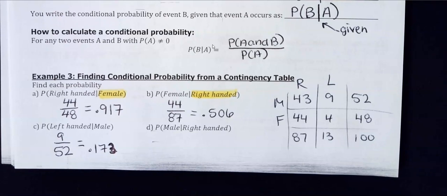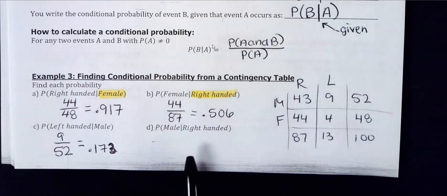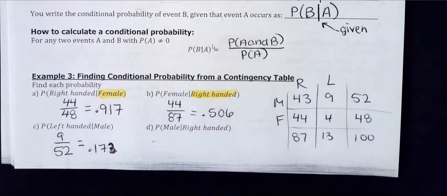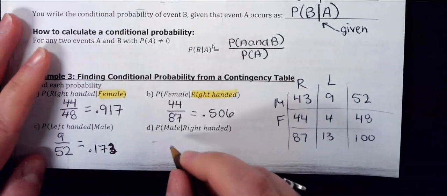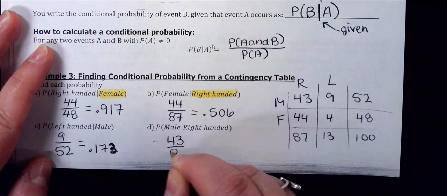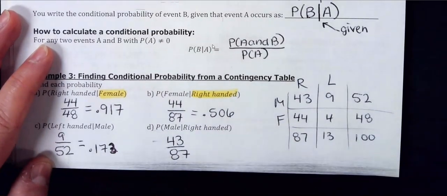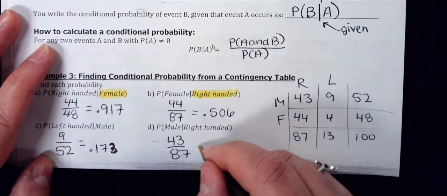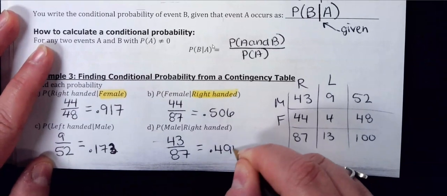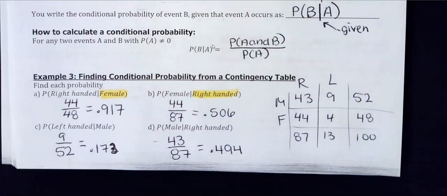Okay. What's the probability I pick somebody from this table, they're male, given that they were right-handed? What'd you put up? Yes, ma'am. 43 over 87. And I'm actually going to see what that decimal is real quick. Okay. So if you did a decimal, 0.494. So just a little bit more than 49% there. Is anybody having a question?